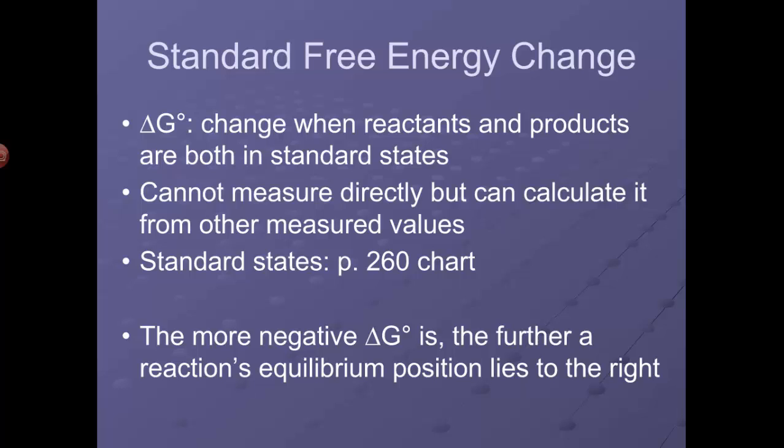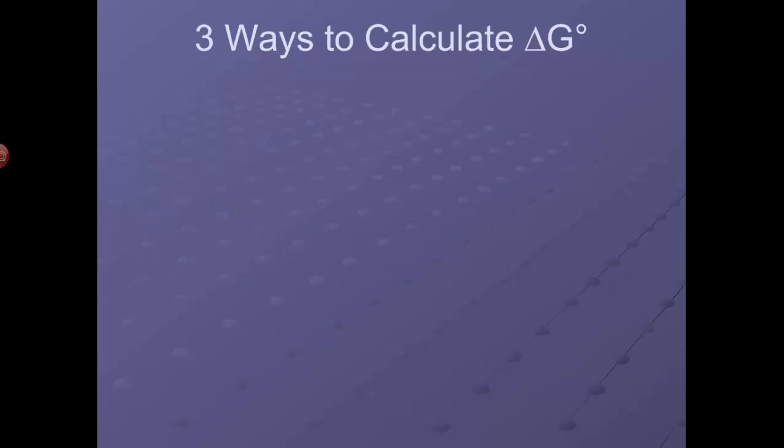Remember, once we know what delta G is, the more negative it is, the more we know that reaction is shifting to the right. It's more spontaneous. And if it's a 0, then we're at equilibrium.